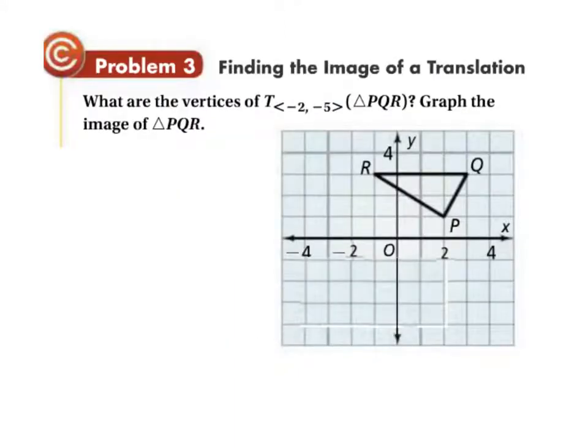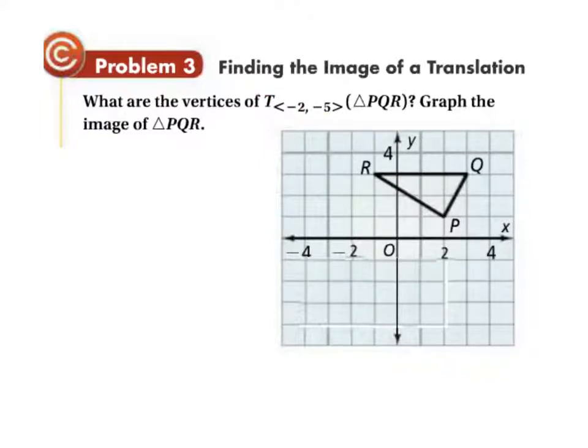All right, so let's try to do one ourselves. This says, what are the vertices of the image of PQR after I do this translation? All right, so here's my pre-image right here. And this says to translate it 2 units left, 5 units down.